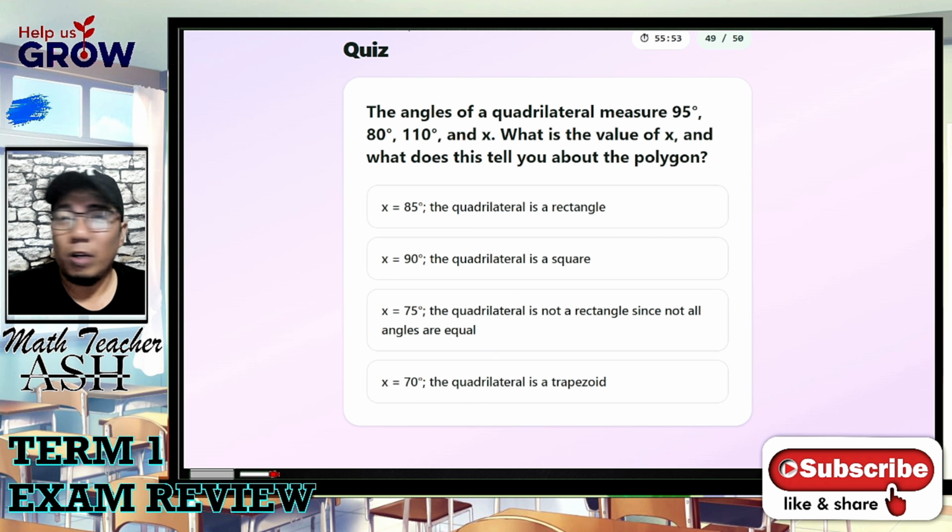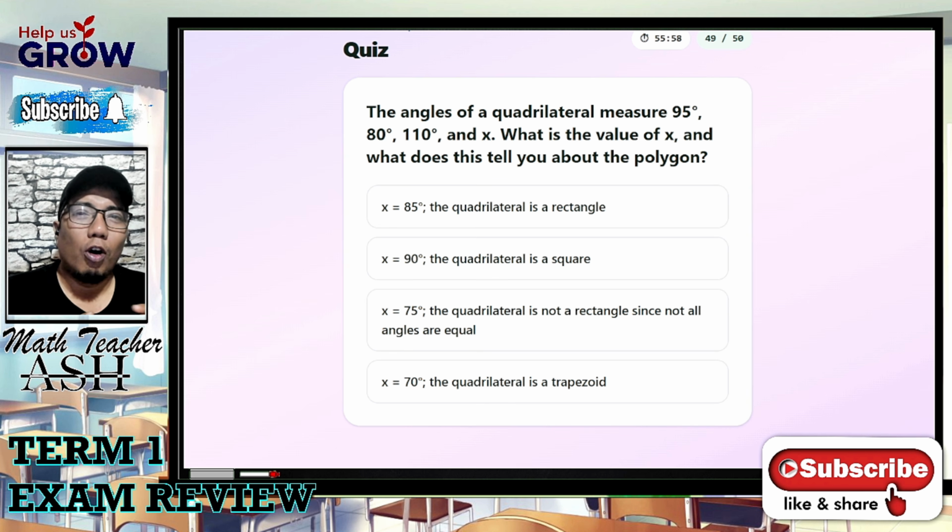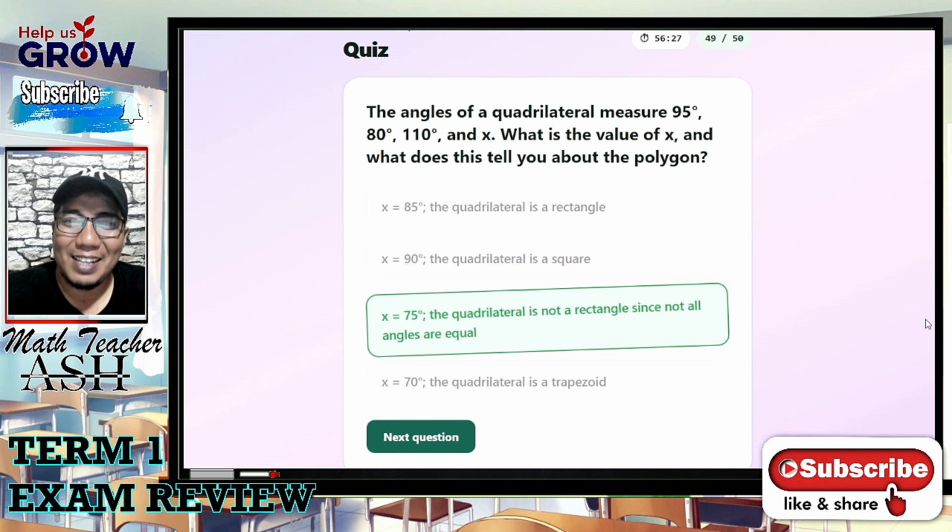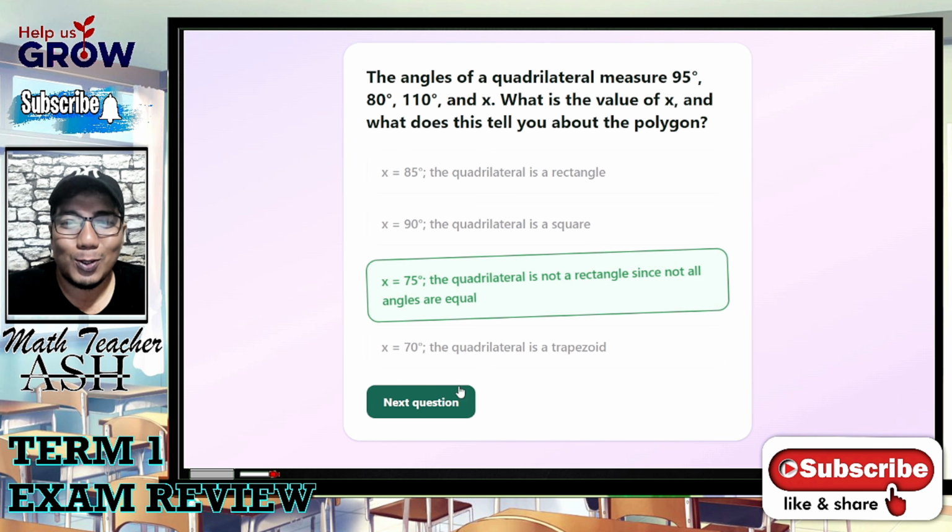In order for you to know the correct answer, just remember that the sum of the angles of a quadrilateral is 360 degrees. So you have 95, you have 80, you have 110. You add those 3, then subtract it from 360 degrees. The answer for that one would be, very good, 75. So by not considering the other statements, just the value itself, the third statement is the correct answer. Let's check whether we are correct. Alright, easy, right, my dear math learners? Now let us go to the last question.